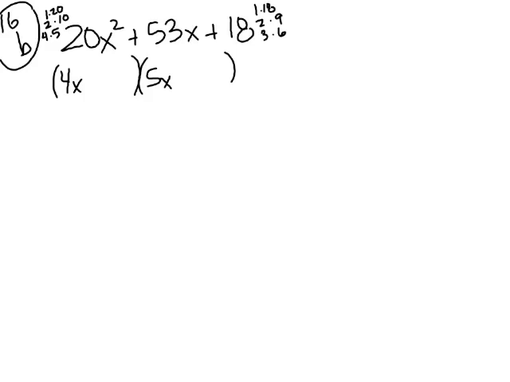So we took 20x squared, we made a list of the factors of 20, and we chose the 4 and the 5 to start with. So 4x times 5x will take me back to 20x squared. And then for my 18, I just pick one of these sets of factors, but I want the ones that are going to end me up with 53x in the middle. Let's just start with the 2 and the 9, and see what happens.